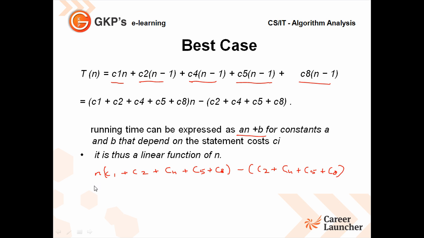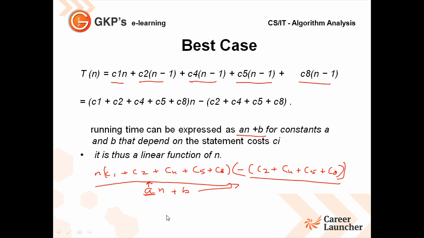So here this is an equation with constant, this is the constant. So we can say this is the linear equation. Linear equation will become like an plus b. So this is a, and this whole is b, with negative mark. This is b. So this is the linear equation, linear function.